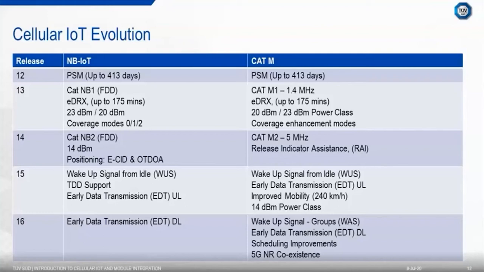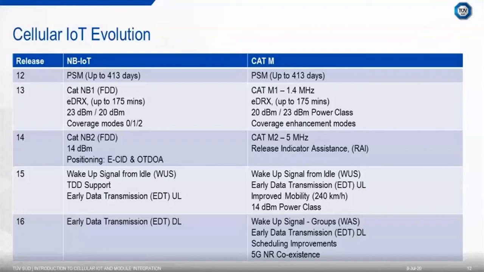Some other notable new features for NB-IoT have led to positioning information for the device and TDD modes of operation, along with additional frequency band support. And for Cat-M devices, improvements have been made in mobility of up to 240 kilometers an hour now, a new channel bandwidth of 5 MHz for increased throughput, and some scheduling enhancements.